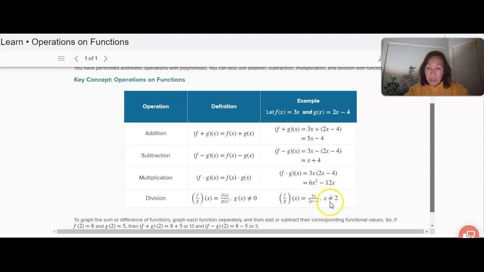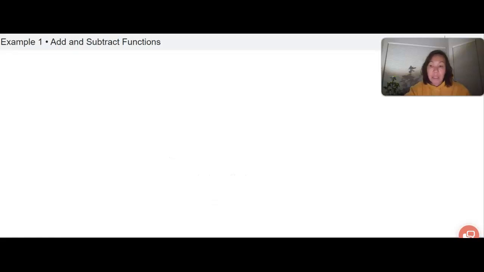Sometimes that's as far as we can go. We do want to make sure we take note of the fact that x cannot equal 2, because what happens if x equals 2? We're dividing by 0, and we can't divide by 0. So when you do division, you want to make sure you include that notation there to exclude any values that would make our denominator equal to 0. So let's look at a few examples.